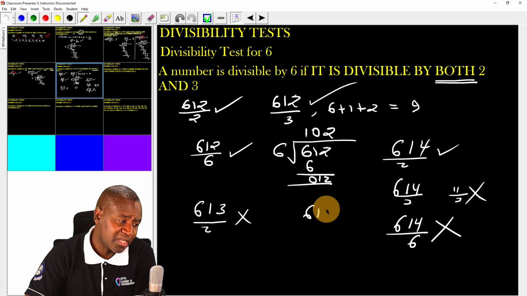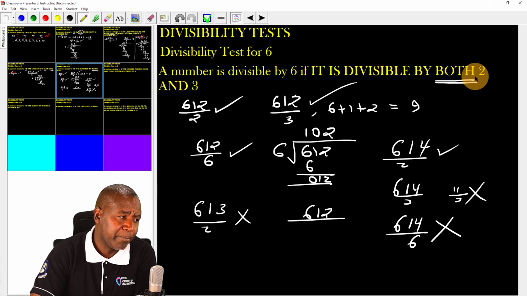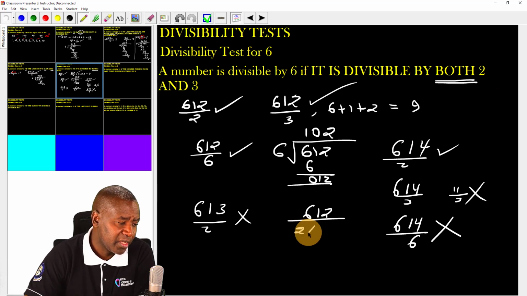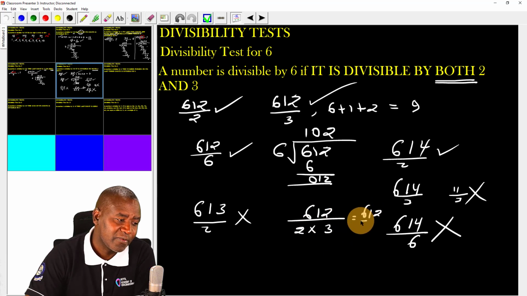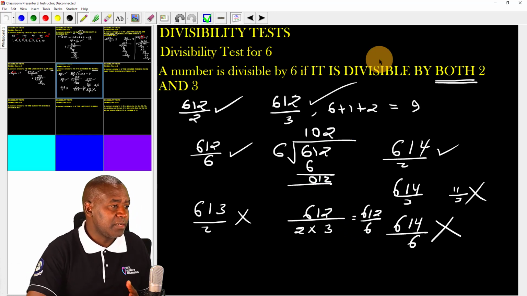When we say 612 is divisible by both this and that, then we put a 2 here and a 3 here. When we multiply 2 and 3, we get 6. So it's like we are getting 612 divided by 6, which is a product of these two. So long as we can break down this number into its prime factors, then we test for one of them, we test for the other one, then definitely that number is divisible by the number whose prime factors are these ones. But to make it simple, just test.